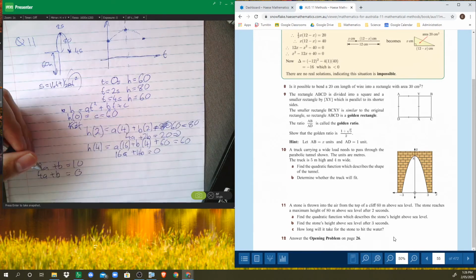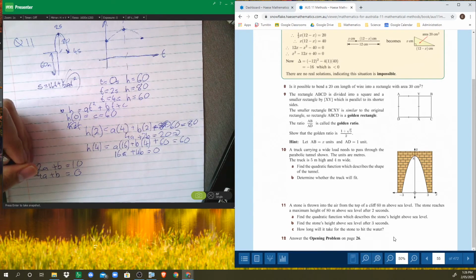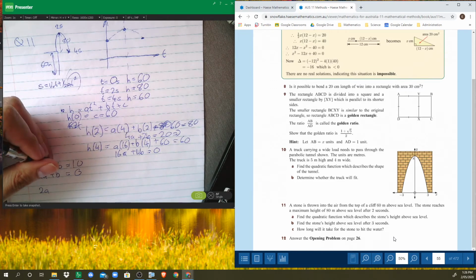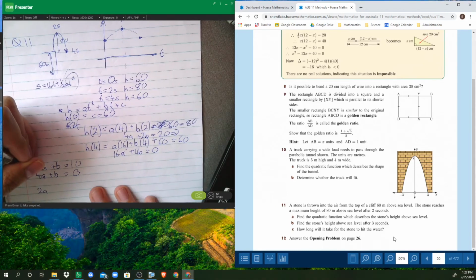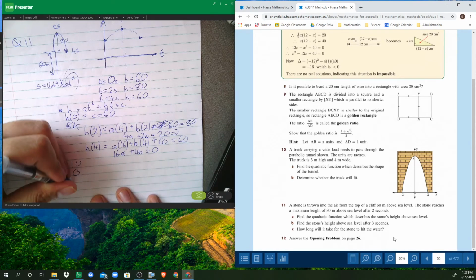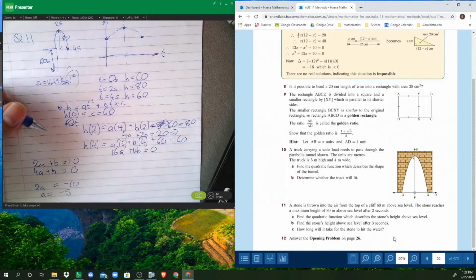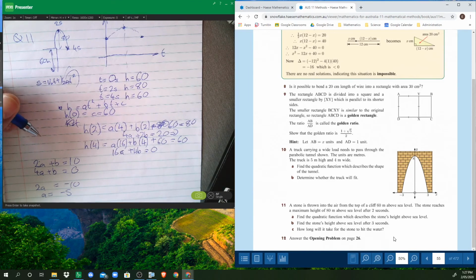If I subtract the first equation from the second, 4a take 2a is 2a, and b take b is 0, and I end up with minus 10. That gives me an a of minus 5, which is what it is. This is not actually gravity, unfortunately, but it is a problem solving question.